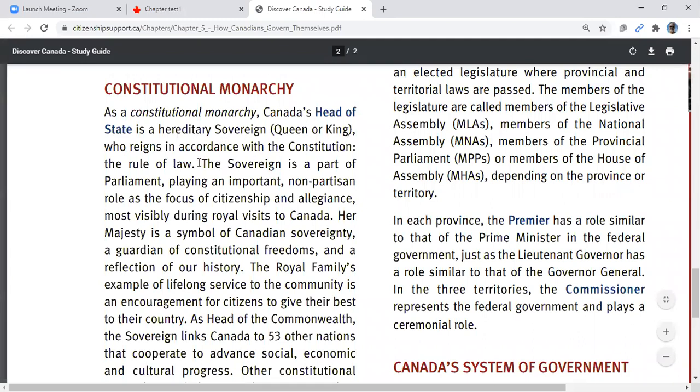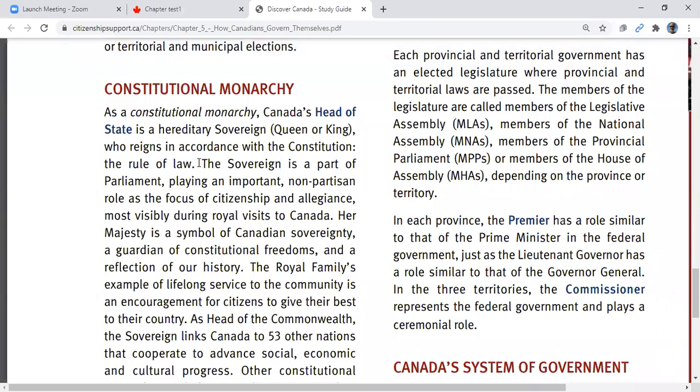And sometimes Canadians think, why do we have a queen? She doesn't do anything. Some people in Canada think we should not have a queen because she's in Great Britain, in England, and she's not in Canada. But she is really a symbol for us.